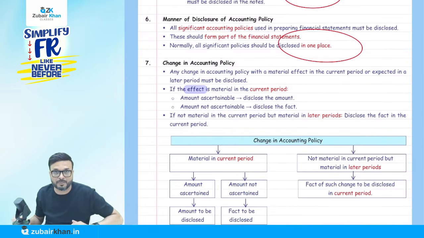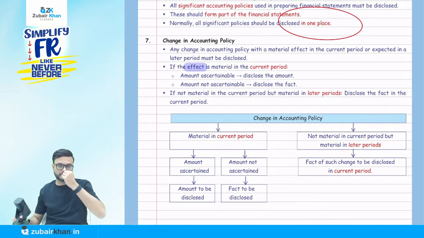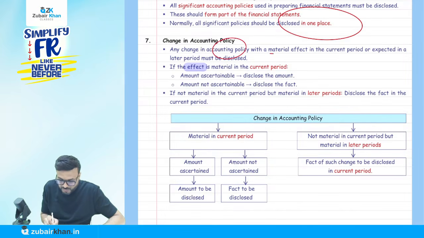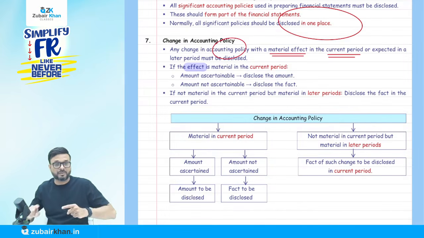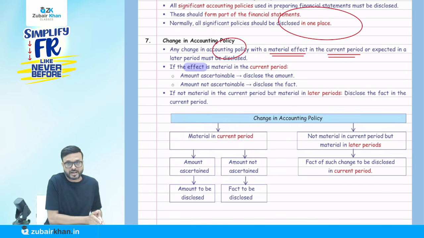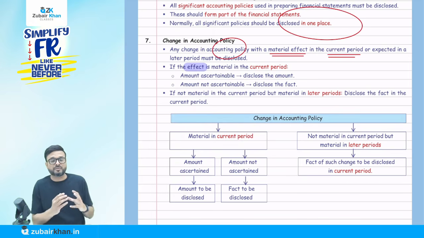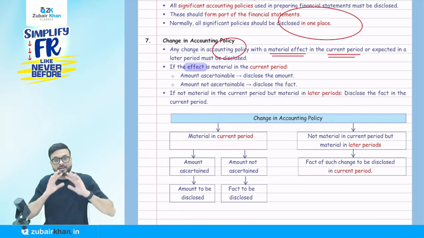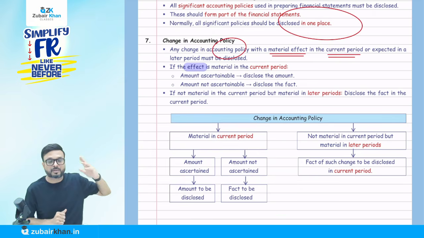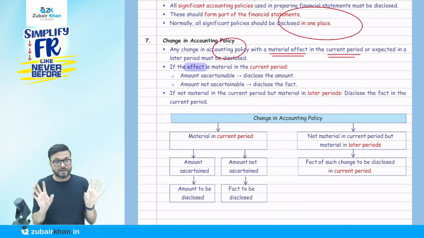Now, the last one is very important, that is a change in accounting policy. Listen very carefully. Any change in accounting policy with a material effect in the current period. It might happen when we change the accounting policy. Let me give an example. Suppose I am changing from FIFO to weighted average method. When I change from FIFO to weighted average method, it might affect my current year profit, or it will affect my later profit, future years' profit. They say we have to disclose that.